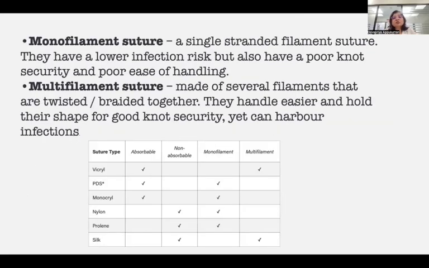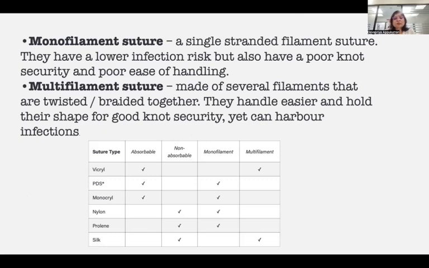Next, we see the sutures based on their structure. They can be monofilament or multifilament. Monofilament, as the name denotes, is a single-stranded filament suture. They have a very low infection risk, but also have poor knot security and poor ease of handling. Multifilament sutures are made of several filaments that are either twisted or braided together. They handle easier and hold their shape for good knot security, yet can harbor infection.